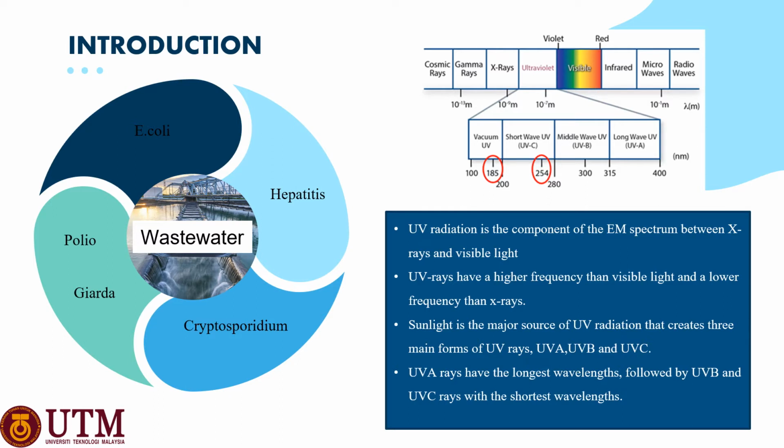UV radiation is the component of the EM spectrum between X-rays and visible light. UV rays have a higher frequency than visible light and a lower frequency than X-ray. Since sunlight is the major source of UV radiation, it creates three main forms of UV rays: UVA, UVB, and UVC. As you can see in the figure here, UVA rays have the longest wavelengths, followed by UVB and UVC rays with the shortest wavelengths.